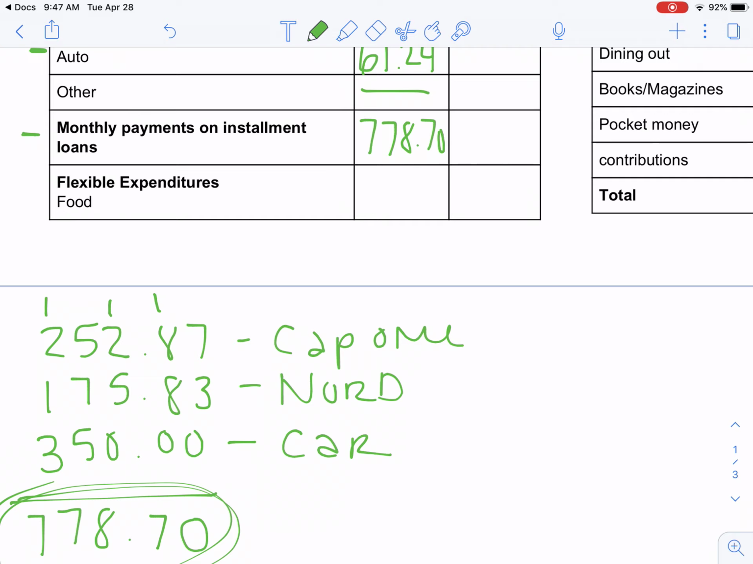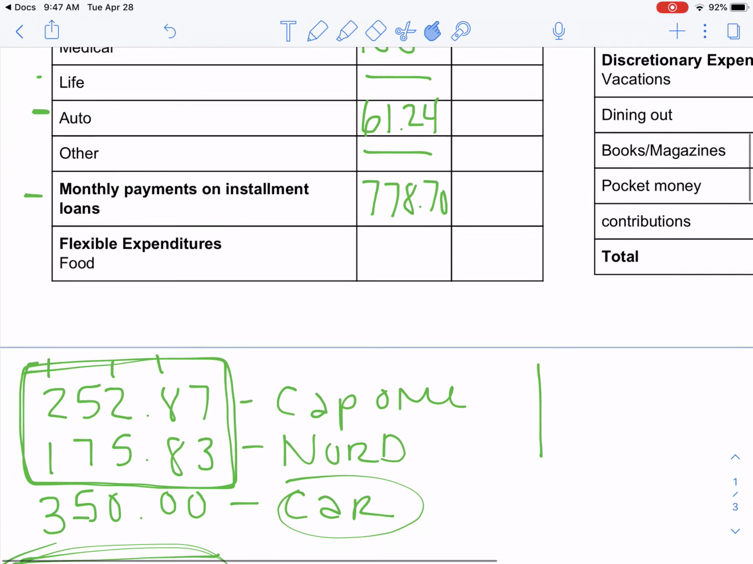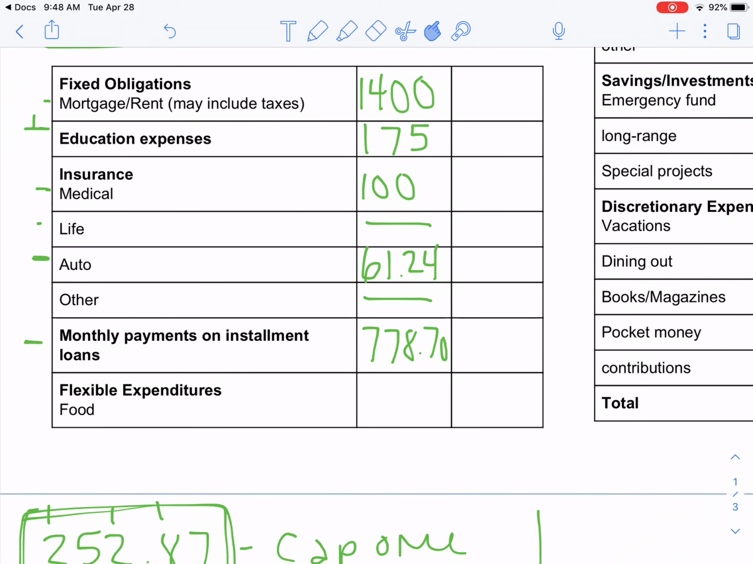So they had a car loan. That's a set price of $350 each month. The Nordstrom and Capital One cards are going to change monthly depending on how you pay. So if you pay the minimum fee, which is based off of how much you spent on the card or how much is sitting idle on the card that you owe, or if you pay it off each month, what that amount would be. So that is what I would like for you to fill in today, is just our fixed obligations.